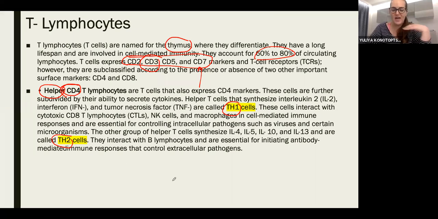So 2 types of T helpers, T helper 1, T helper 2, both of them still have CD4 plus 2, 3, 5, 7 as general ones, right? It is important to remember who they interact with. Because you have to remember, T helper is this cell that the name tells you it helps, right? So how does it help? It calls for different cells.